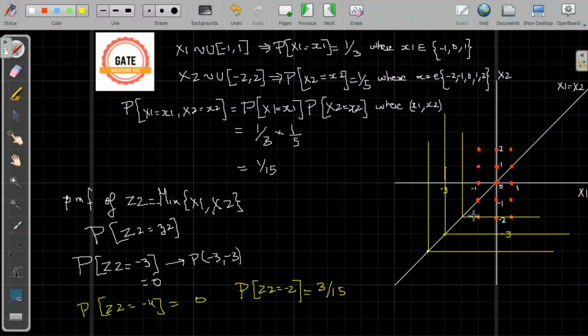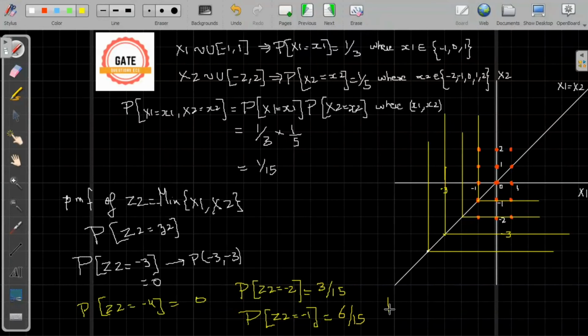Similarly, for the next boundary, we can see that non-zero probability will occur when the next boundary will have corner at (-1, -1). So let's draw that boundary out. So corresponding to this boundary, the probability that Z2 is -1 will be equal to the sum of the joint probabilities of all the points that are lying on this boundary. So here we can see 1, 2, 3, 4, 5, 6. So the answer is 6 by 15.